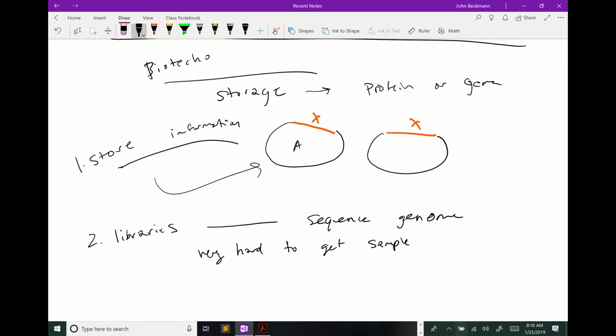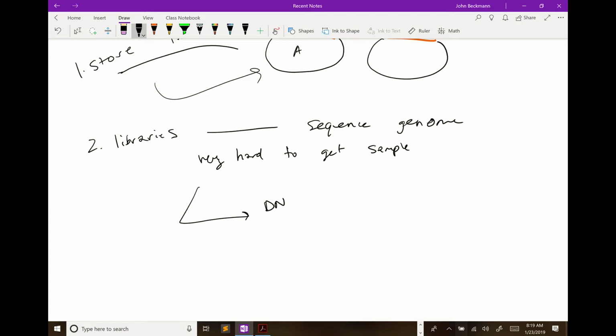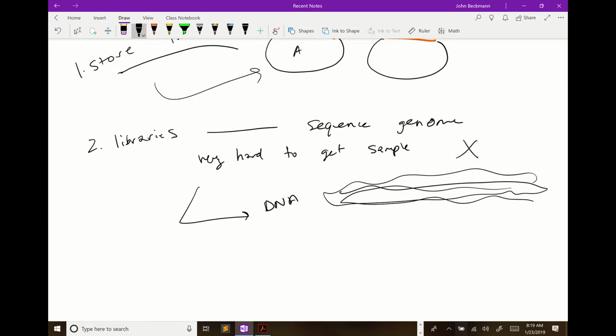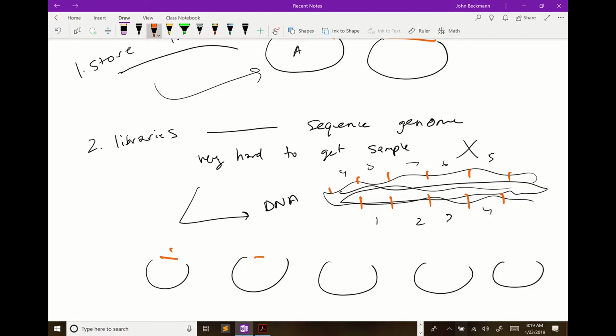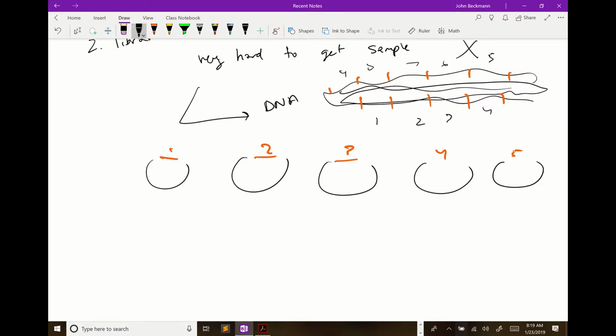What you can do is you can take that DNA. So if this is the genomic DNA of organism X, you can cut it up into little pieces with restriction enzymes. So let's say you cut it up into segments 1, 2, 3, 4, 5, 6, 7, 8, 9. You can clone those segments, segment 1, segment 2, segment 3, 4, 5, into plasmids, okay? And then you can just replicate those plasmids in E. coli. So again, you're storing information.